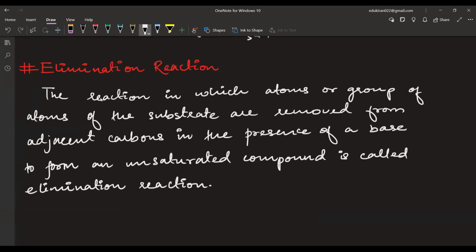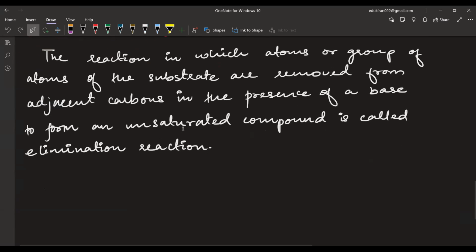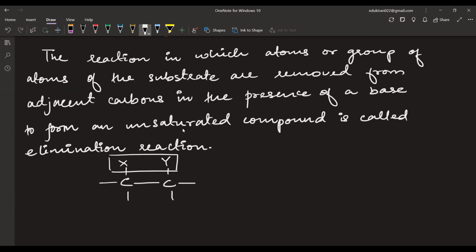Okay. So in elimination reaction, basically what happens? You have carbon atoms like this. Each carbon atom with 4 bonds. Let us say you have X here, you have Y here. Both this X and Y get eliminated. Now, these carbons are having only 3 bonds, and there is a pi bond which is formed, and XY. Okay, like this. So this is the basics of elimination reaction.